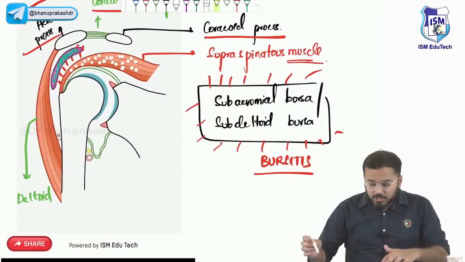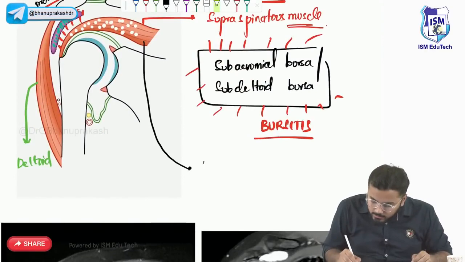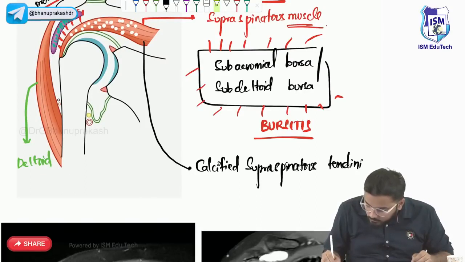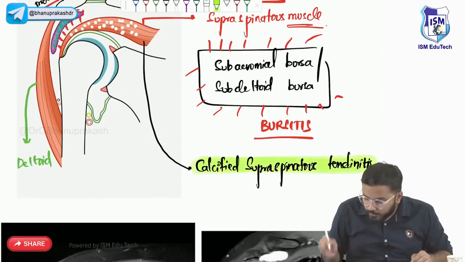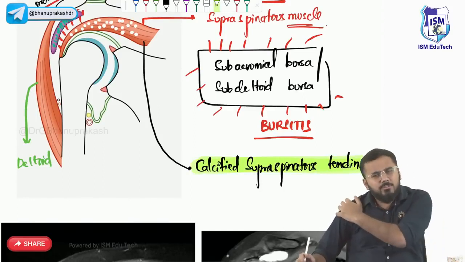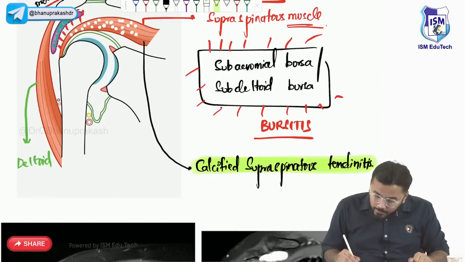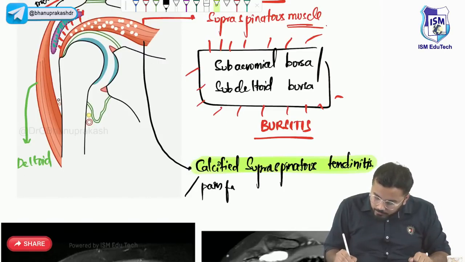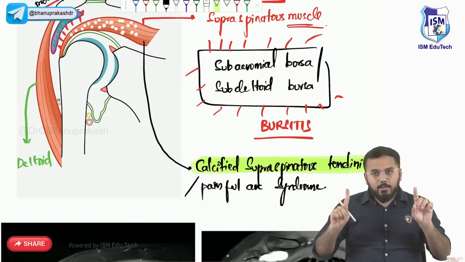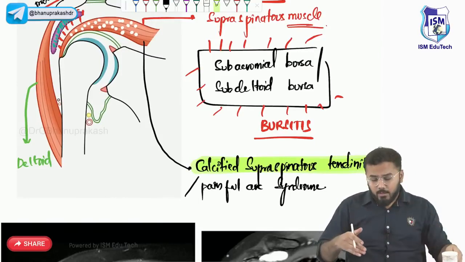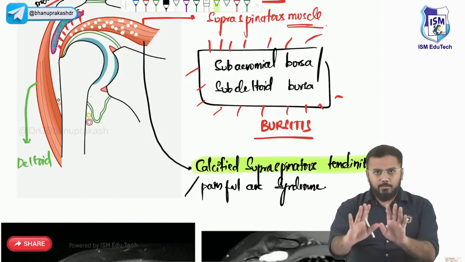Okay, so calcium deposition within the supraspinatus muscle is called as calcified supraspinatus tendinitis. Calcified supraspinatus tendinitis. So patient will have very severe pain here. This is also called as painful arc syndrome. What is this? It is also called as painful arc syndrome. Okay. Are you all clear? Because why am I stressing on this point is that recently, guys, they have given one MRI scan. Not in anatomy. Okay.